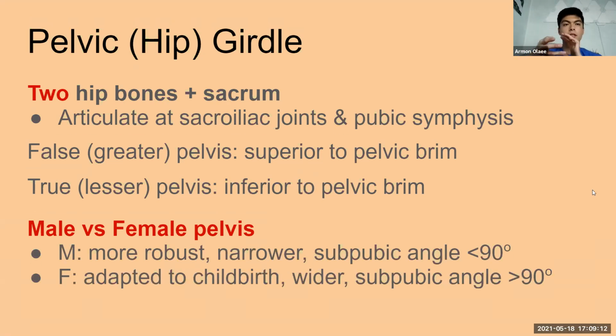So a male pelvis is more robust. It is stronger and sturdier, but it is also narrower, and it has a subpubic angle of less than 90 degrees. The subpubic angle is the angle the 2 pubic bones form underneath when they connect. For males, it's less than 90 degrees, and for females, it's wider and above 90 degrees. Female pelvises are also wider and therefore more adapted to childbirth. So yes, you guys are correct with those features.